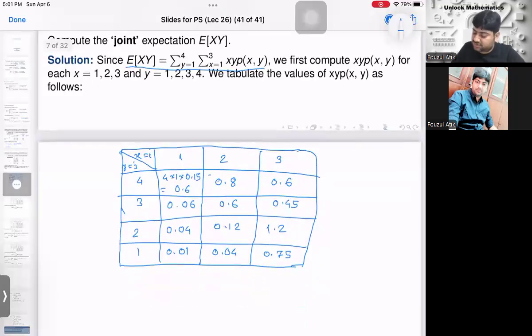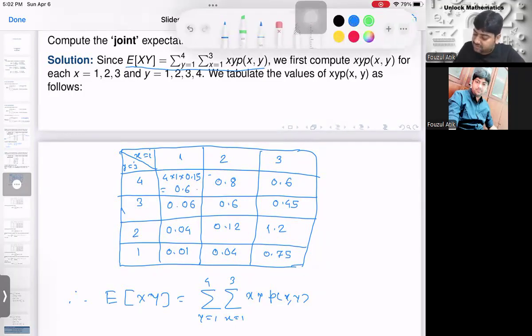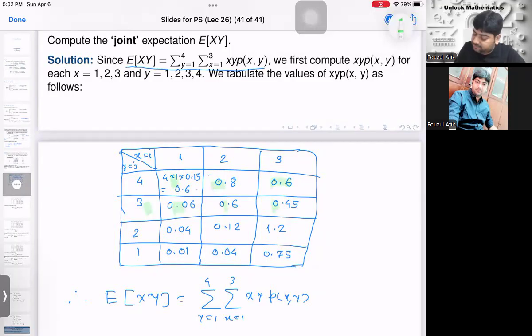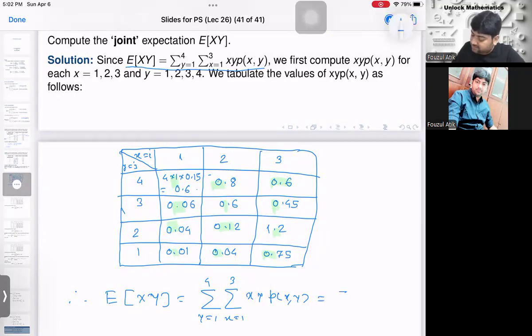Now what about this term, the summation of this? If we just sum over all the table, we can get the value. So basically, expectation of xy is equal to the summation over y from 1 to 4, summation over x from 1 to 3, xy into pxy. I have already calculated this value. It is the sum of all these values, this one, this one, this one. We have to add them up, not this one. If you just add them up, you can use the calculator. You will see the value is 5.27. So we have calculated the expectation of x into y.